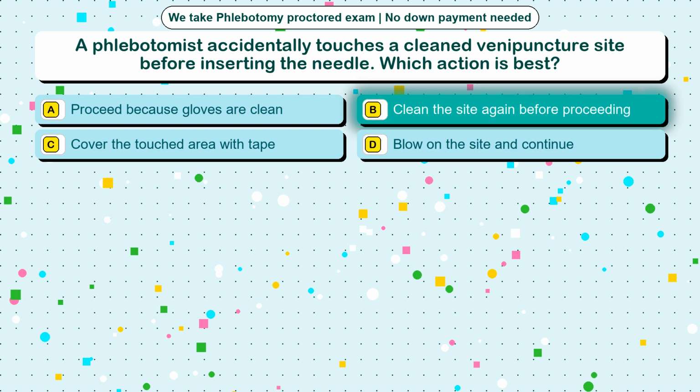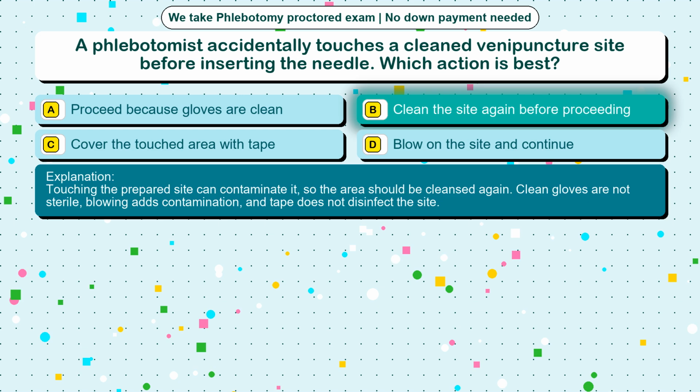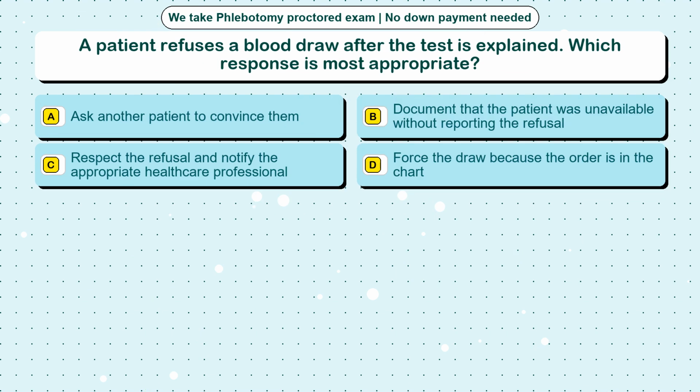Clean the site again before proceeding. Touching the prepared site can contaminate it, so the area should be cleansed again. Clean gloves are not sterile, blowing adds contamination, and tape does not disinfect the site. Question 69. A patient refuses a blood draw after the test is explained. Which response is most appropriate?